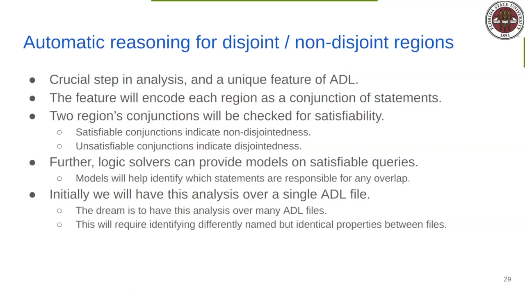But if the other case happens, where the region selections are satisfiable, then it could be that there's an overlap in the regions. What's more, in the case that the solver returns that a formula is satisfiable, the solver will return a model that gives us some information on all of these variables, and we can use that model for clues as to where this overlap is happening.